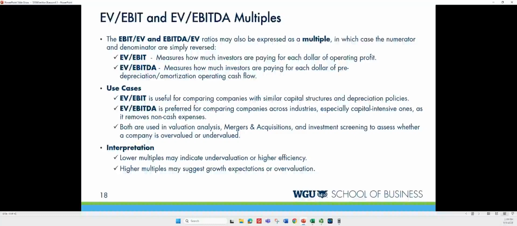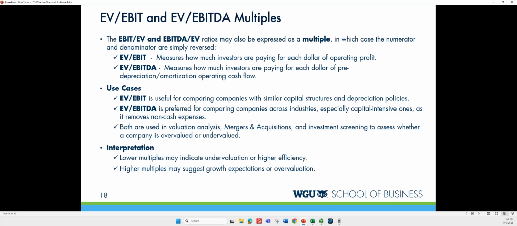So another application for these ratios is what's called multiples. What we simply do is take these ratios and express them as a multiple. If you take a look here, all we've done is, instead of taking EBIT or EBITDA and dividing it by enterprise value, we reverse them. The enterprise value becomes the numerator, and then EBIT or EBITDA becomes the denominator.